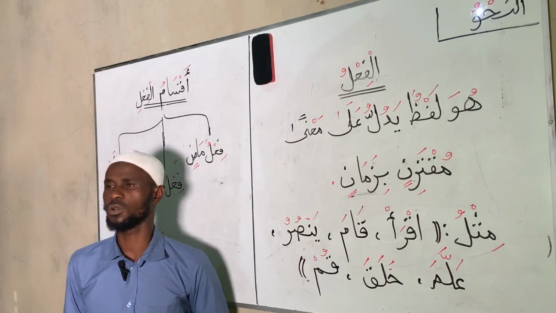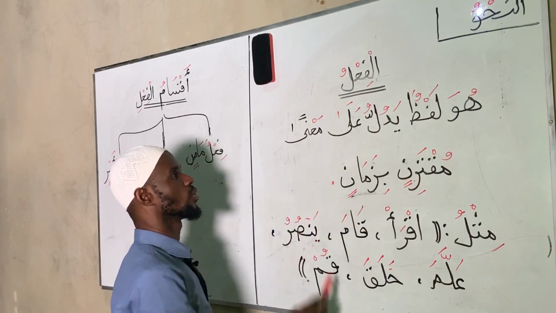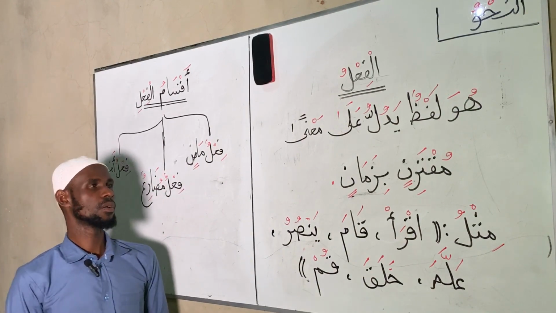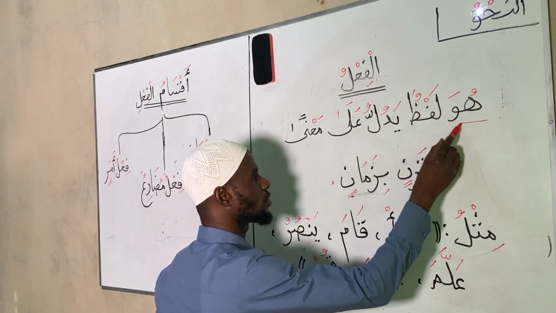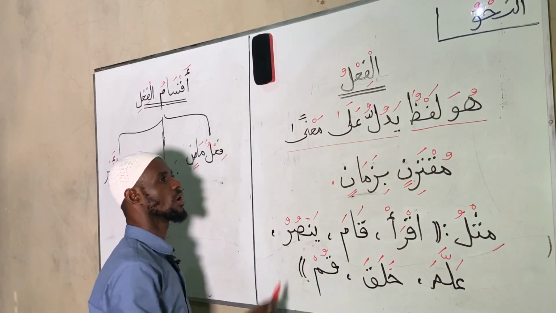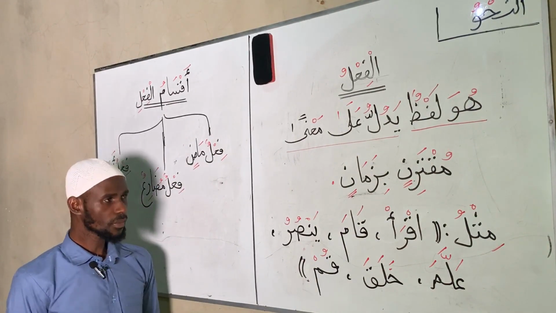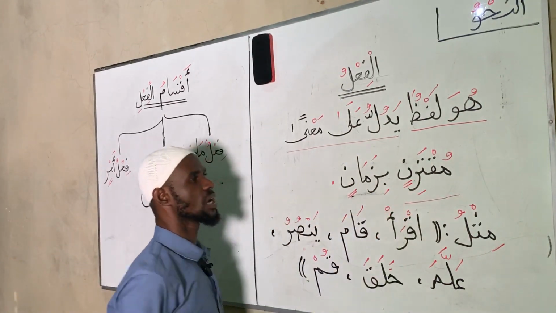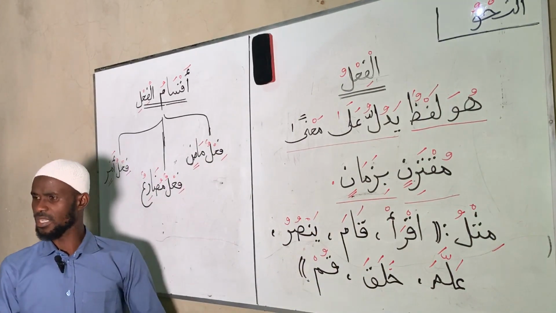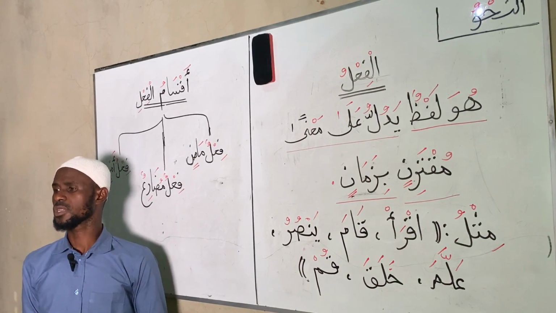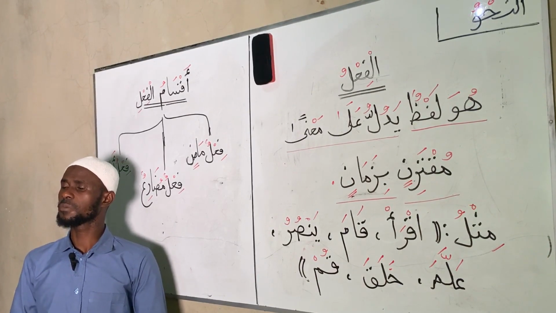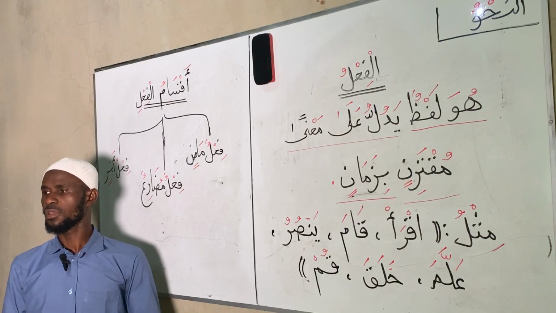So today we're going to focus on al-fi'lu. Al-fi'lu means a verb. So let's define what a verb is. We say huwa lafdhun, it is a statement yadullu ala ma'nan, that points to a particular meaning, muqtarinin bizaman, which has a relationship with time. That is, in verb, we talk about az-zaman. And az-zaman in Arabic means the tenses. We say the past, the present, and the future.